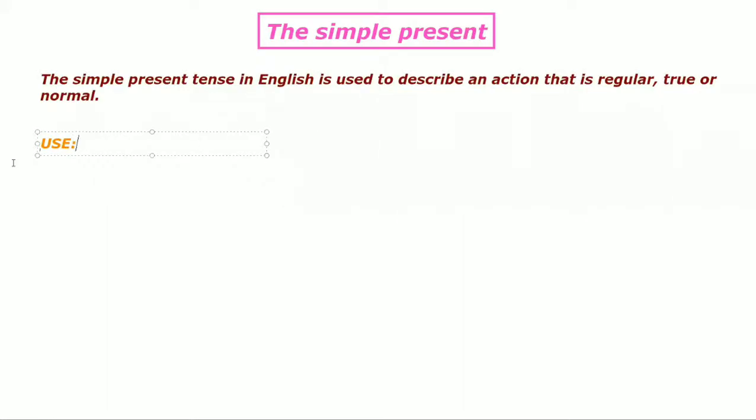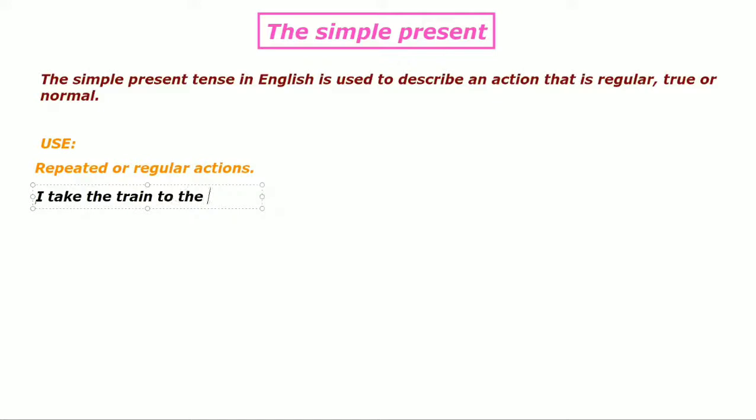So we can say that the first use that this tense has is for repeated or regular actions. Okay, so let's go with an example. We say, I take the train to the office. Let's repeat. I take the train to the office.